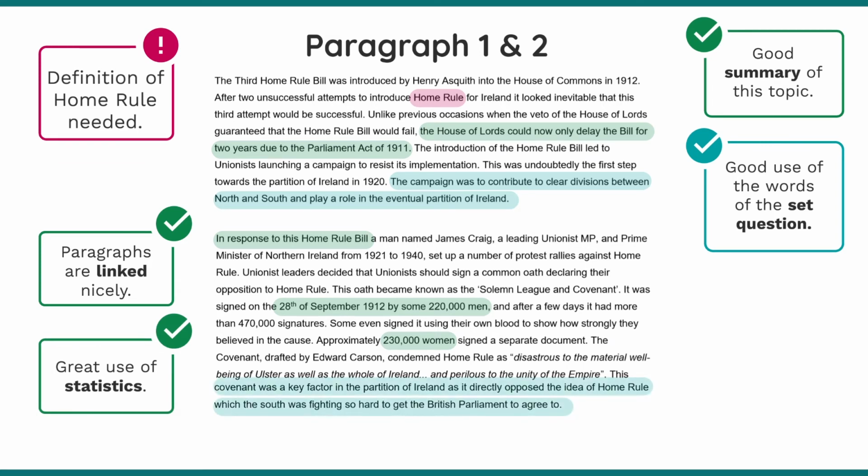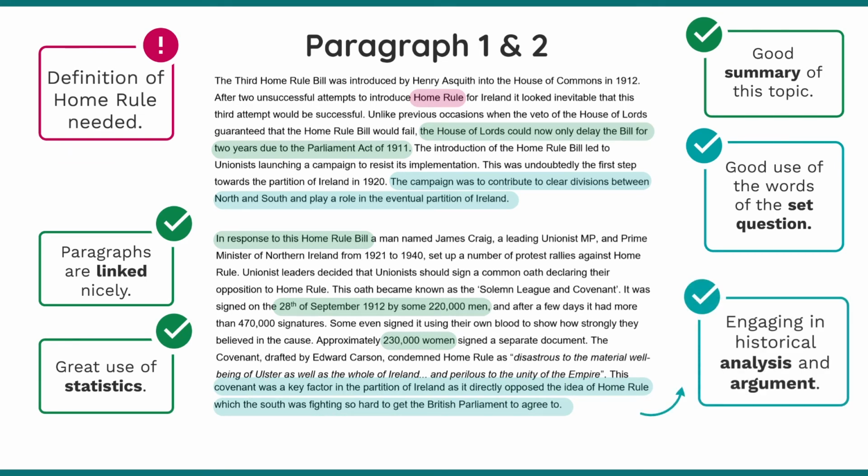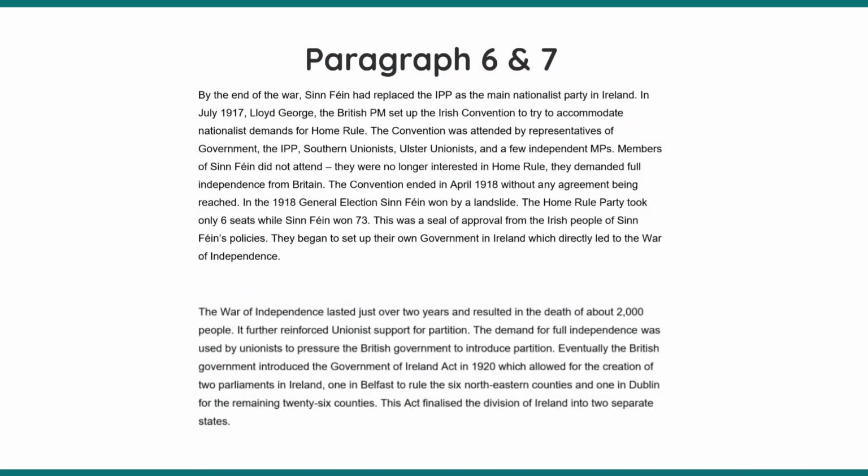And again, at the end of this paragraph, it is engaging in historical analysis and argument. It's going back over all the statistics and all the information that I've given you there. And now, what does this have to do with the question? I'm going to analyse those things that I've said to you there. This covenant was a key factor in the partition of Ireland as it directly opposed the idea of home rule. So I'm not just saying that it was a key factor, I'm explaining why as well. Really excellent there.